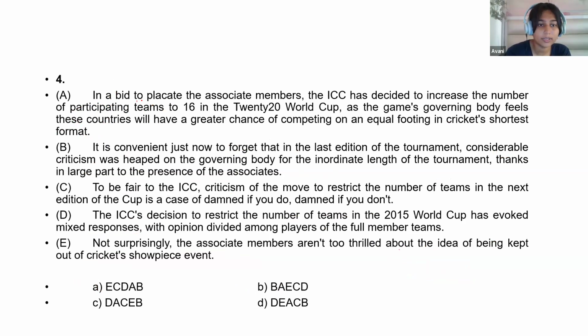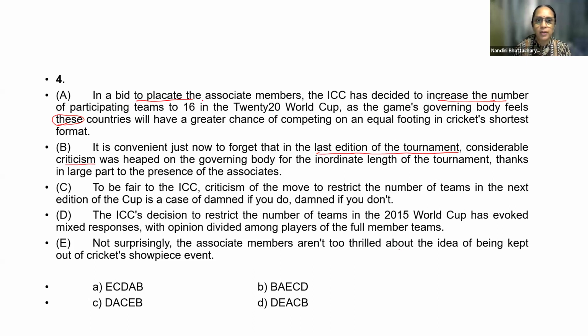In a bid to placate the associate members, the ICC has decided to increase the number of participating teams to 16 in the 2020 World Cup. As the game's governing body feels these countries will have a greater chance of competing on an equal footing in cricket's shortest format. It is convenient just now to forget that in the last edition of the tournament, considerable criticism was heaped on the governing body for the inordinate length of the tournament, thanks in large part to the presence of the associates. So what is the first sentence telling us about as given?